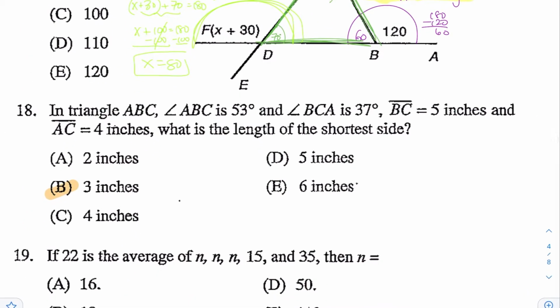Next, for number 18, in triangle ABC, angle ABC is 53, BCA is 37, and BC is equal to 5, and AC is equal to 4. What's the length of the shortest side? So here you have this triangle. You don't know what this triangle is, so let's draw it.